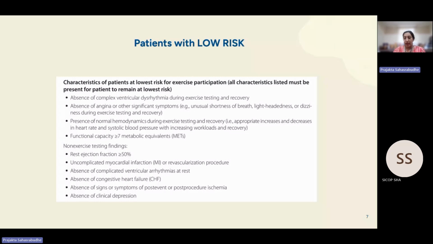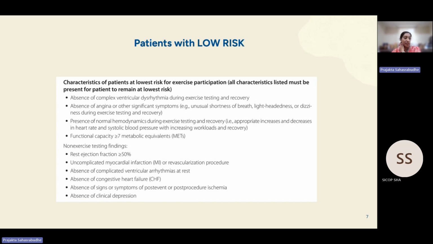So, as per the AACVPR, we categorize these patients into three risk zones, that is low, moderate, and high risk. So, what is the low risk category? In these patients, there are no ventricular arrhythmias present. Patients do not have any new onset symptoms, angina or other symptoms like breathlessness, headaches. The hemodynamic response is absolutely normal. And on stress test, the functional capacity is more than 7 minutes.